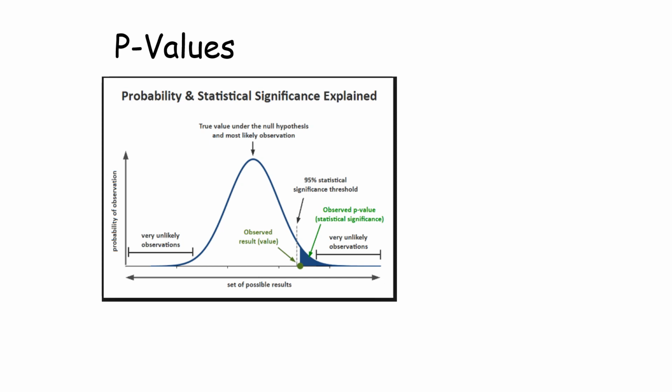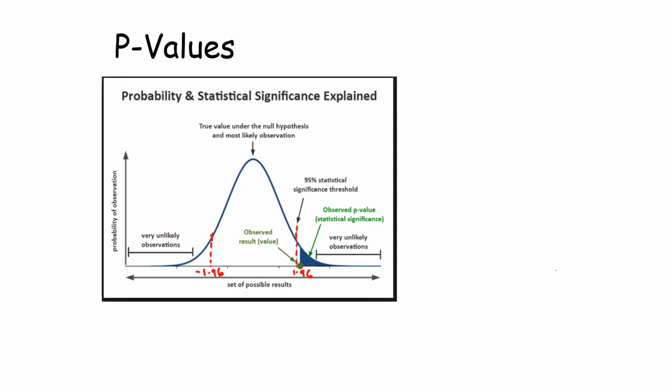We have a set of possible results. We have very unlikely observations here on the left and on the right, and the true value of the null hypothesis and most likely observations are there in the middle. So there's a 95% statistical significance threshold, and this is important because this one here, that's basically 1.96, and there's a matching one that is just about here, and it's minus 1.96, and everything within that is good.